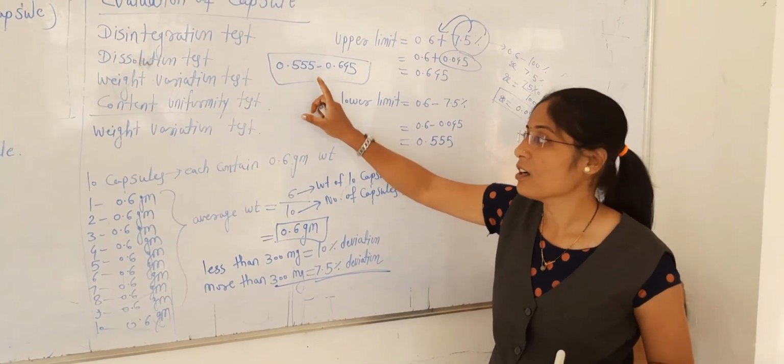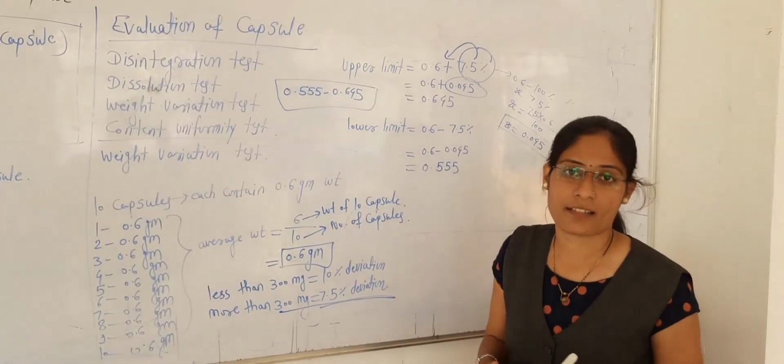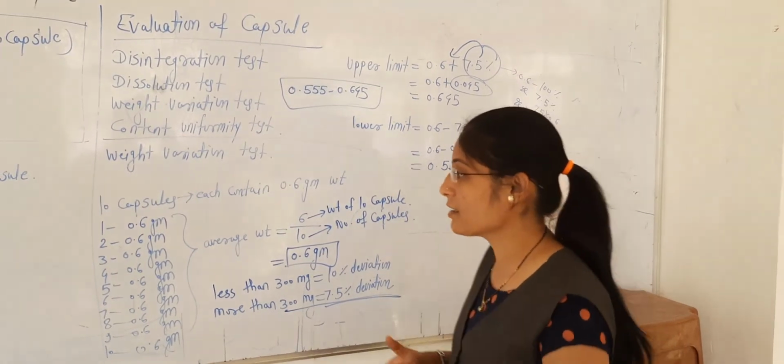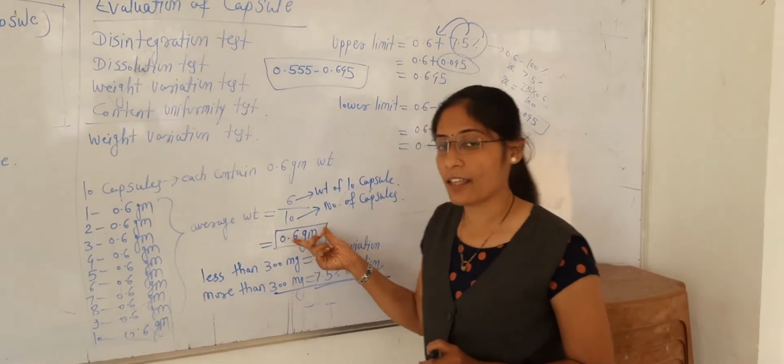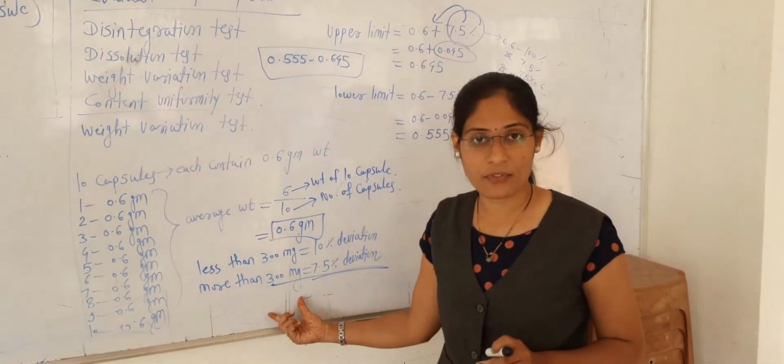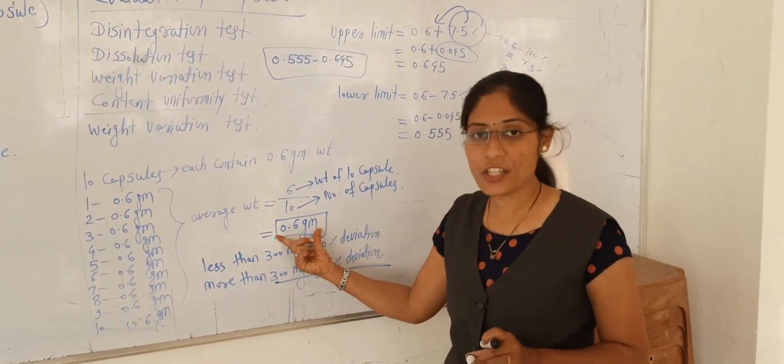This is the weight variation test. In the weight variation test, we take the weights of 10 capsules, then we take their average weight, and then we check their specification against your average weight.